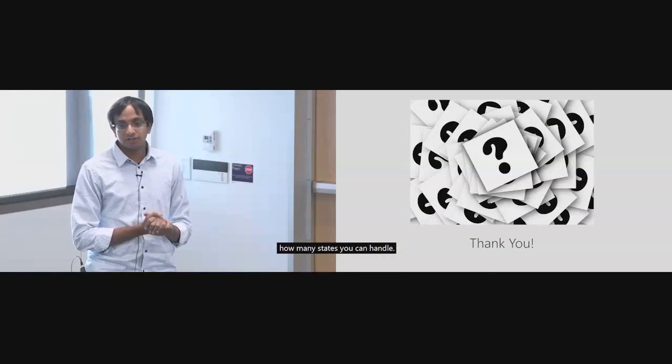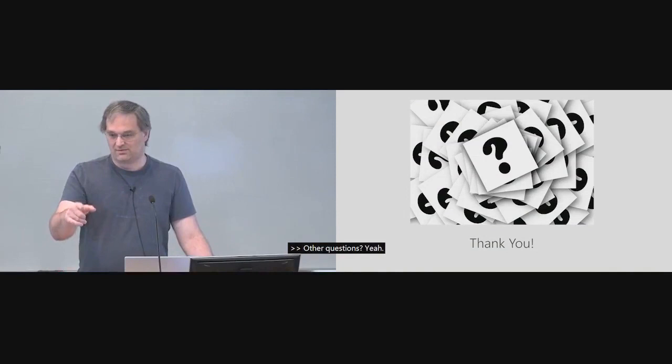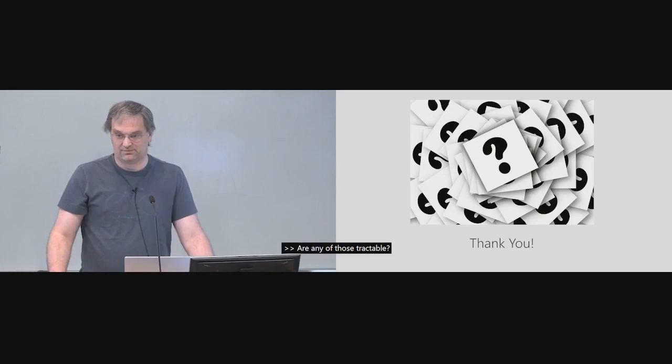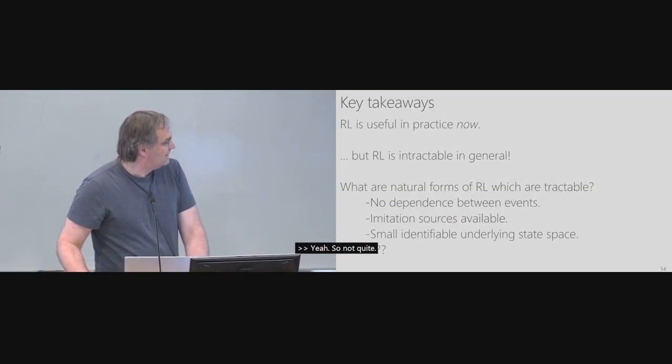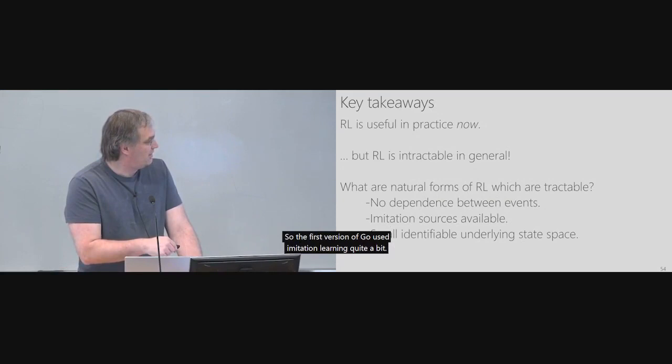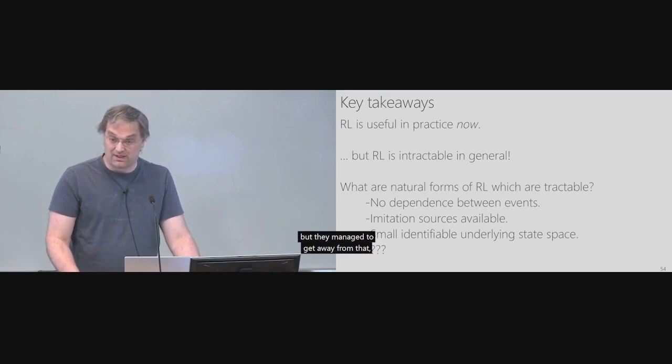Other questions? Yeah. The state space of Go is large. Yeah, incredibly. So does it fit under any of those tractable cases? Yeah, so not quite. The first version of Go used imitation learning quite a bit. I actually thought that was required, but they managed to get away from that, which is very impressive.